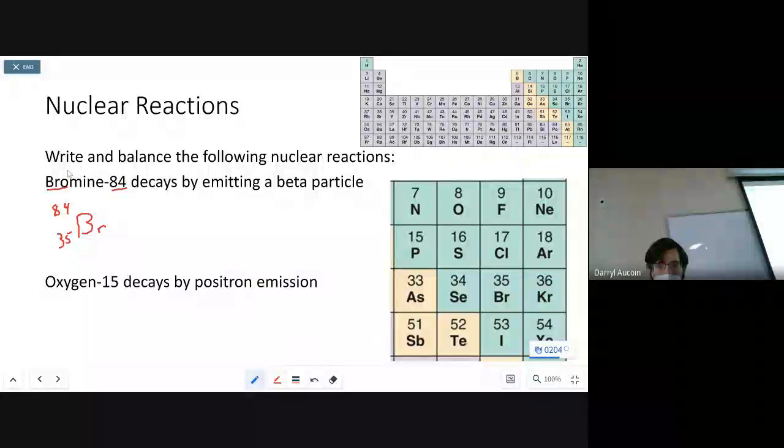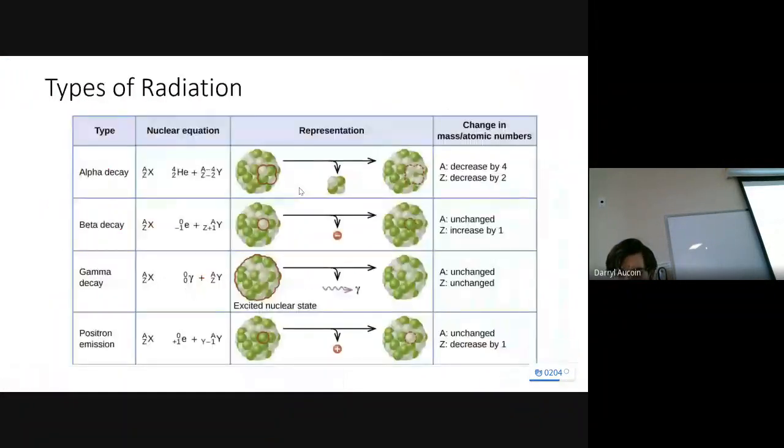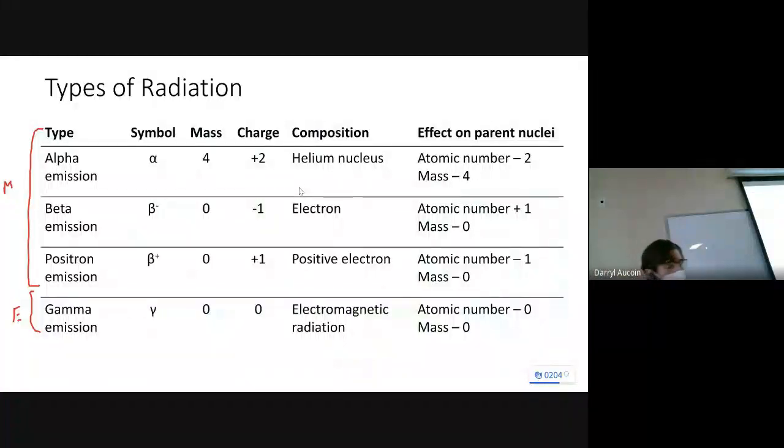So bromine had 35 protons, and 84 minus 35 gives 49 neutrons, right? So that was our starting element. But what happens is we're going to give off a beta. And for beta, we can go back to our little cheat sheet right here. Atomic number is going to go up by 1, but the mass is going to stay the same.